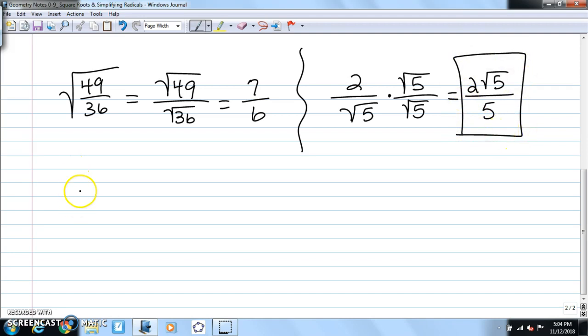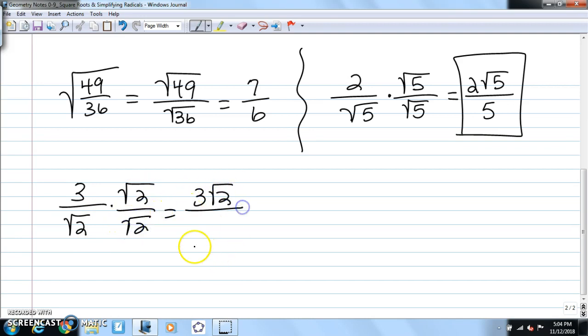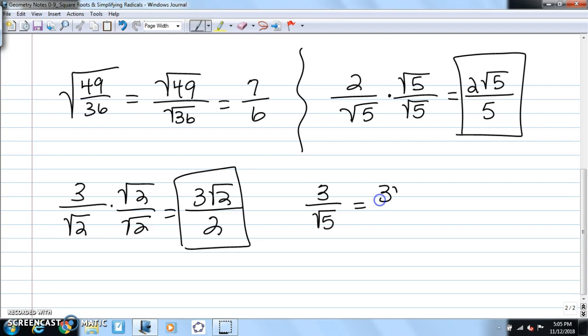Okay, so let's try another one. Let's say we have 3 over the square root of 2. Okay, well, again, I want to get rid of the square root in the bottom, so I do top and bottom. So I end up with 3 square root of 2, and square root of 2 times square root of 2 is 2. So there's your answer there. Okay, so you try this one. Okay, so what is that going to equal? Well, you're going to multiply top and bottom by the square root of 5, so you're going to have 3 square root of 5 over 5. You might start seeing a pattern with those pretty simple ones.